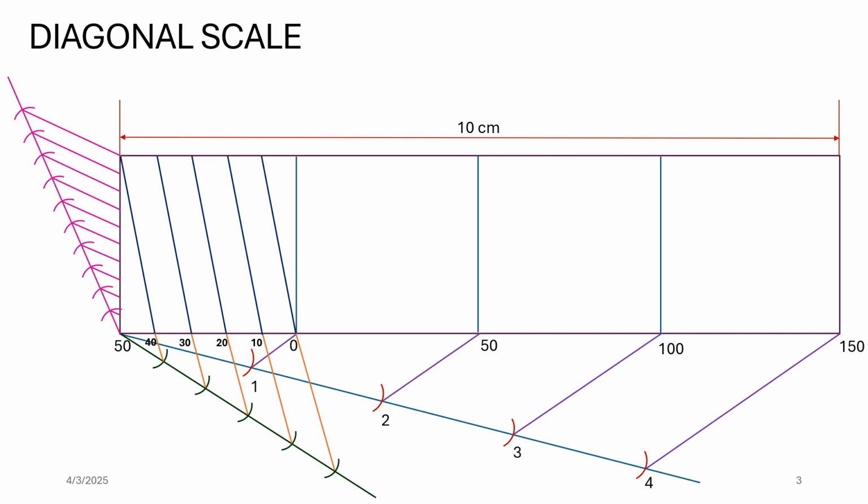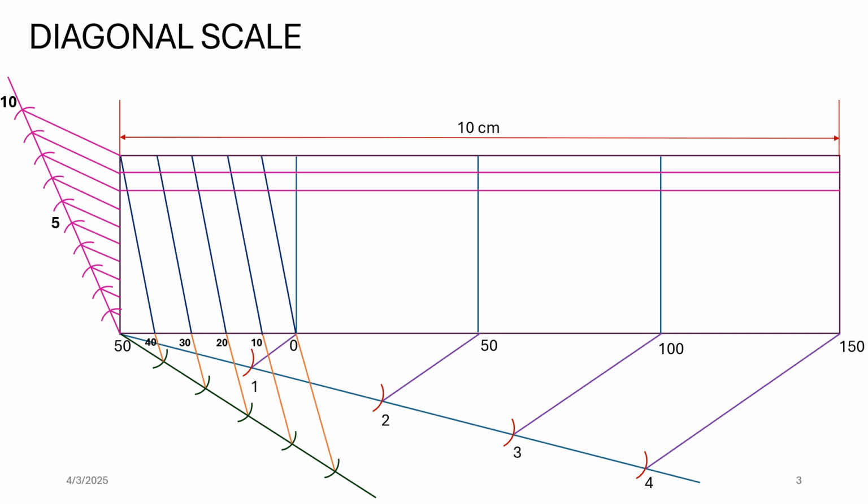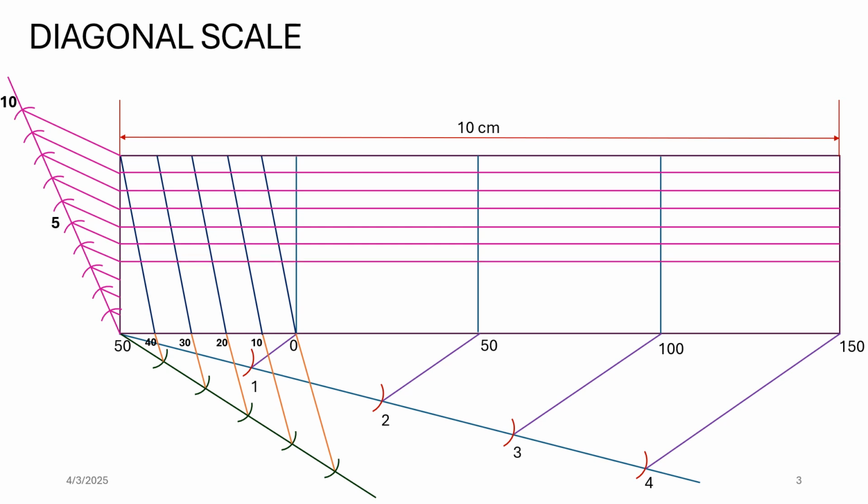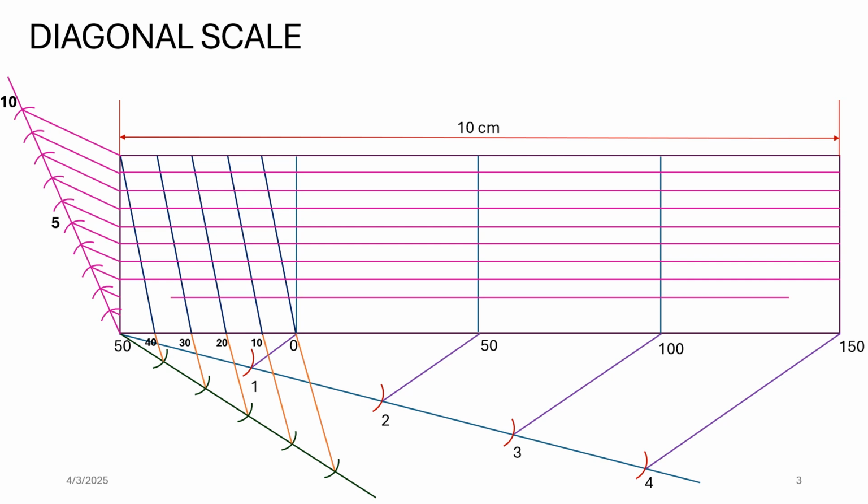We draw these horizontal lines throughout the length of the scale. So we have these lines from these points throughout the scale. Now, as you can see in this one, these horizontal lines divide each part from 0 to 10, 10 to 20, 20 to 30, 30 to 40, and then 40 to 50, each of these parts into 10 equal parts.